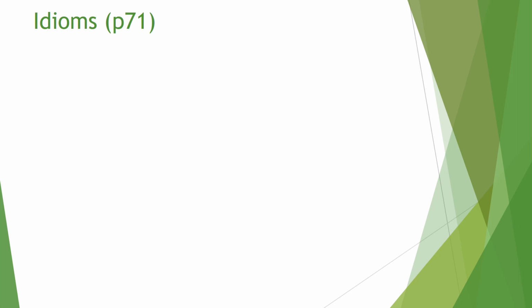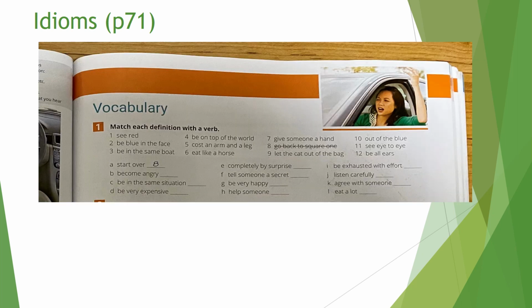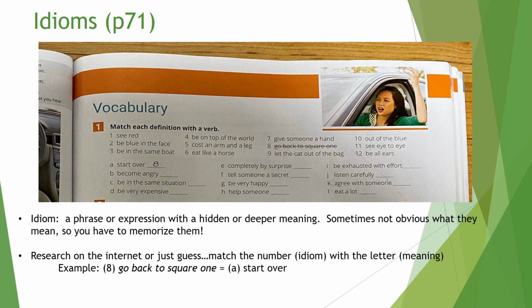Okay, page 71, idioms. This is what it looks like. Vocabulary, part 1. Now, what is an idiom? Here is a definition. An idiom is a phrase or expression with a hidden or deeper meaning, sometimes not obvious what they mean. So you have to memorize them.